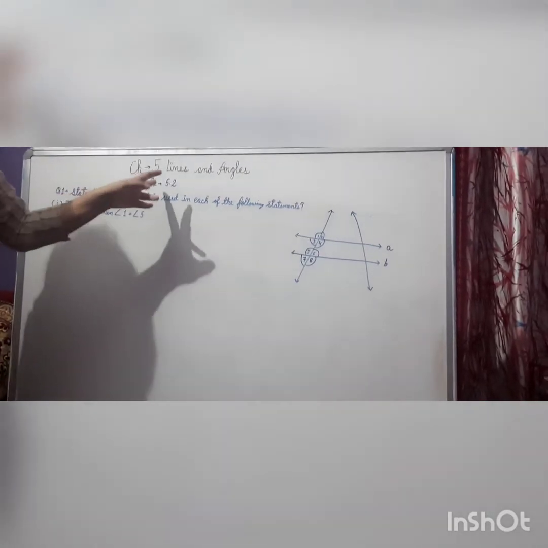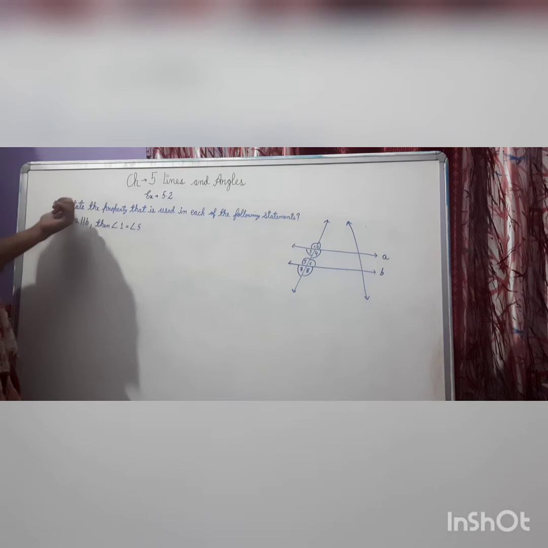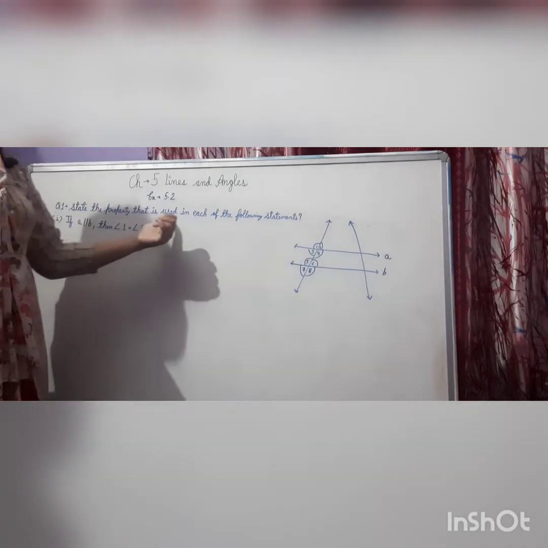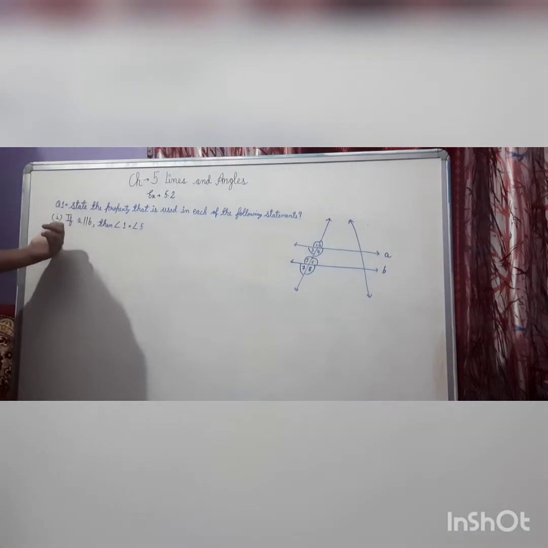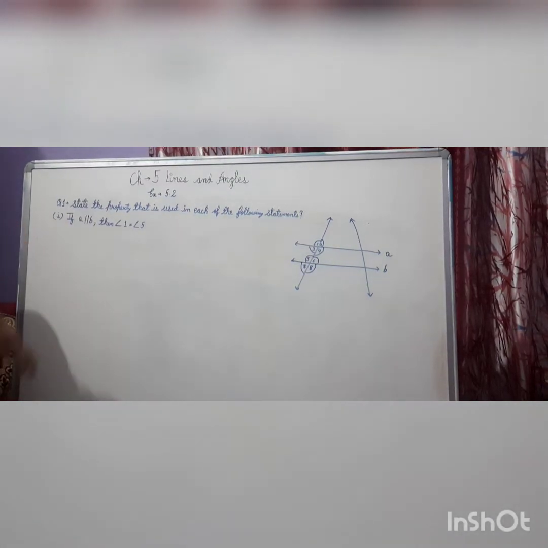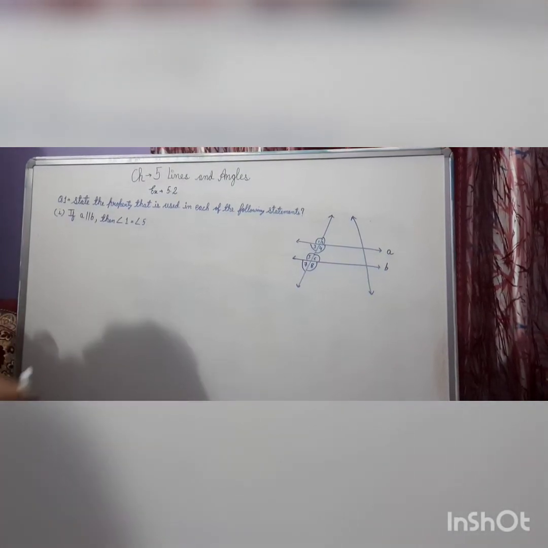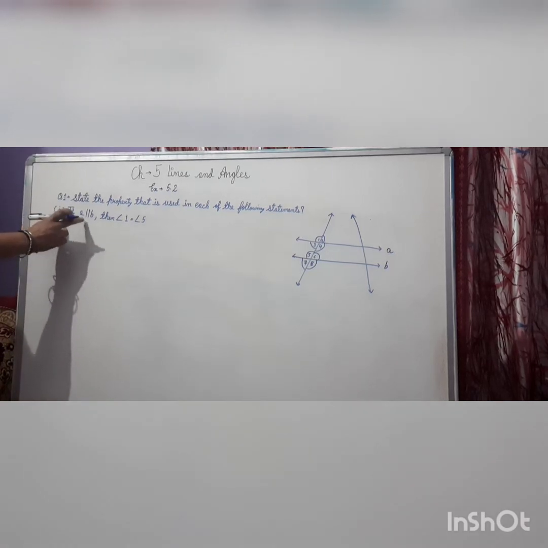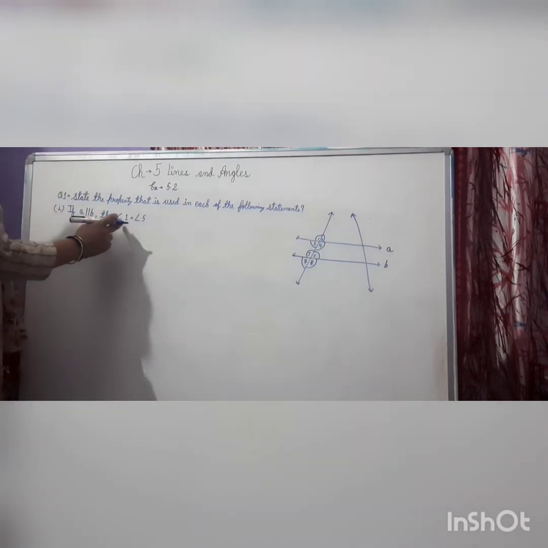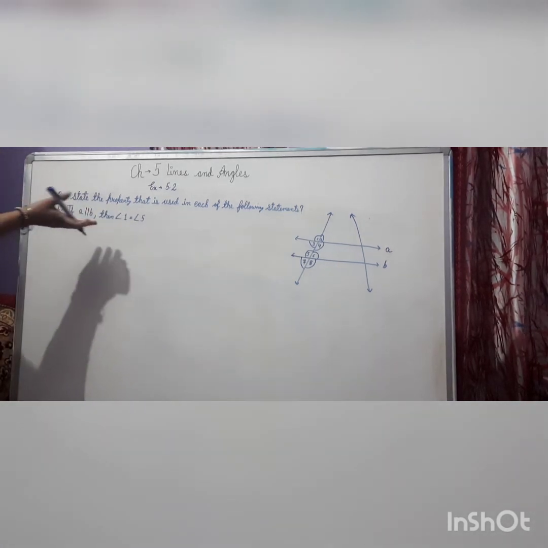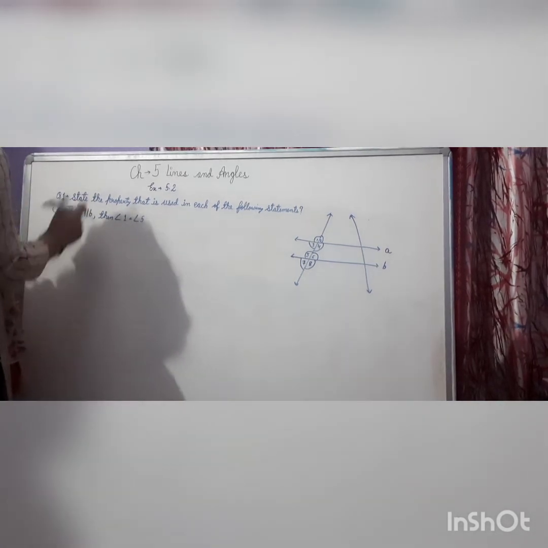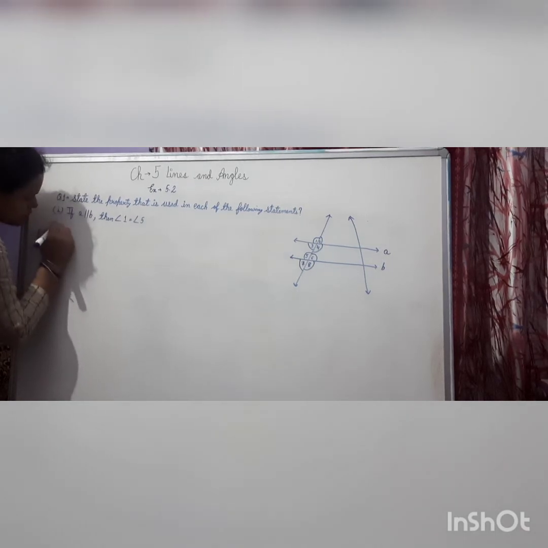Class, this is exercise 5.2, question number 1. State a property that is used in each of the following statements. Okay, I am explaining the first, then you have to do the second and third by yourself. Your question is, if A is parallel to B, then angle 1 is equal to angle 5. You have to tell me which property this is. Okay, first give the solution.